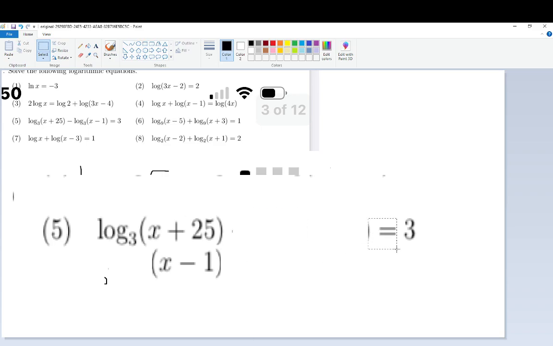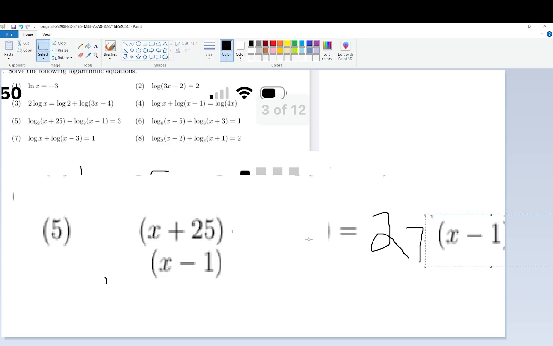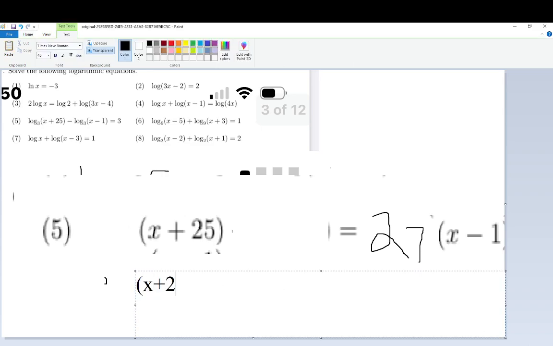Is equal to 3. So it's just essentially saying, since this is base 3, that 3 to the power of 3 is equal to this mess. 3 to the power of 3 is 9. 3 to the power of 3 is 27, sorry. Multiply both sides by this denominator. 27x minus 27. So you get x plus 25 is equal to 27x minus 27.